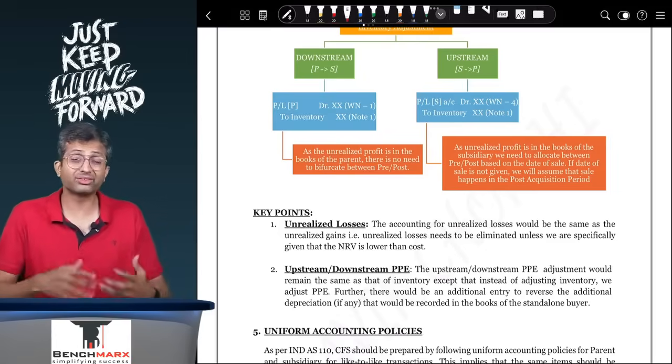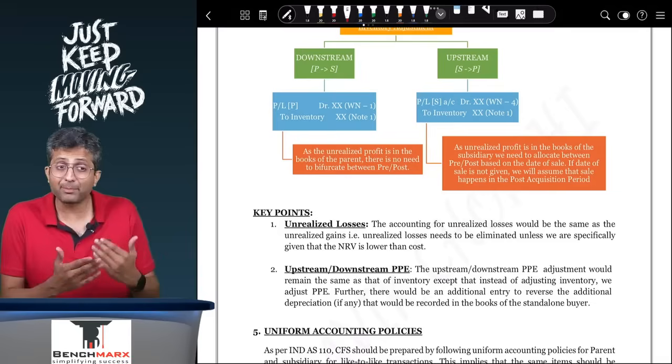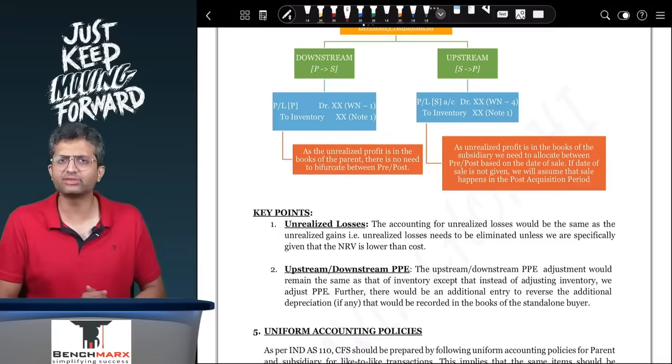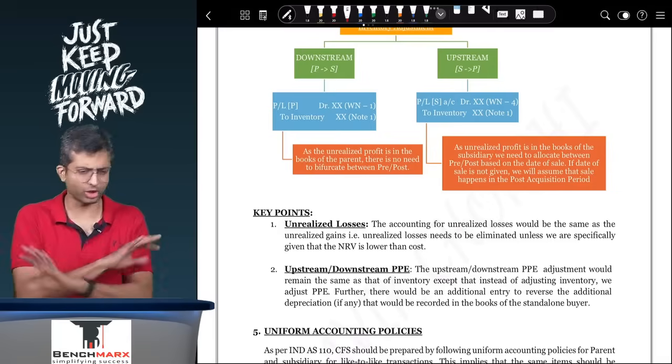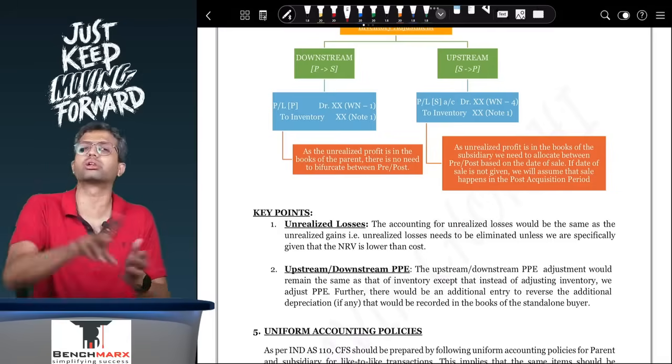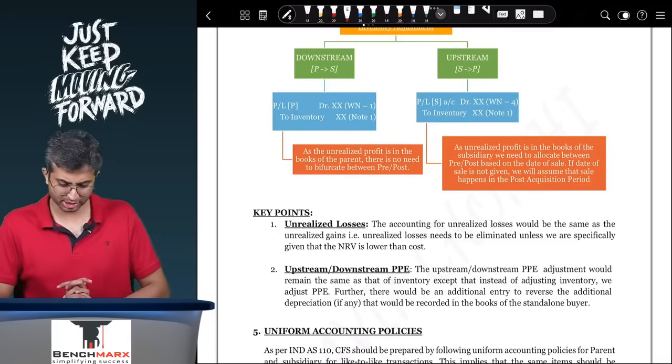And the second special case is, will this elimination also happen if there are unrealized losses? The answer is yes. As long as the NRV of the inventory is greater than cost, you will eliminate both the unrealized profits as well as the unrealized losses.